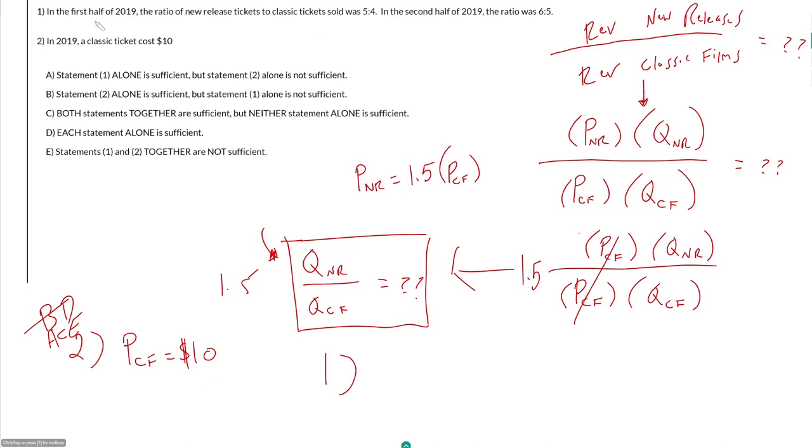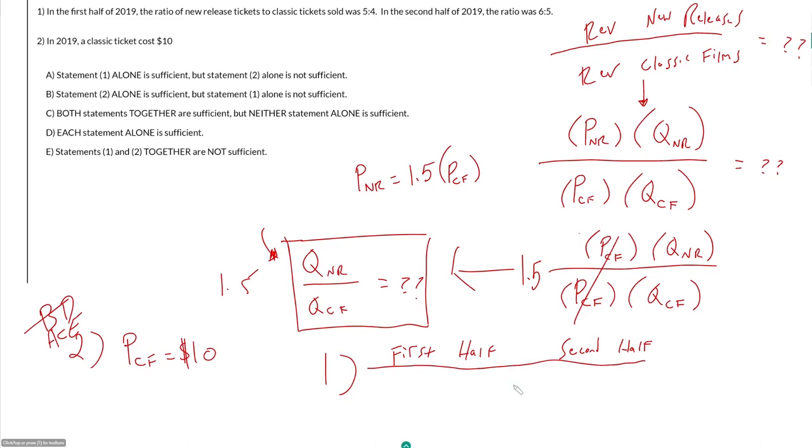In the first half of 2019, the ratio of new release tickets to classic tickets sold was 5-4. In the second half of 2019, the ratio was 6-5. So now we have to do a little bit more thinking with this question because here they're giving us what we want, right? They're giving us information about the quantity of the tickets sold, but they break it into two halves. And I think that throws some people off because they think that because we have a first half and a second half, maybe the number of tickets sold in those two halves has to be the same, or they have to have the same multiplier or something.